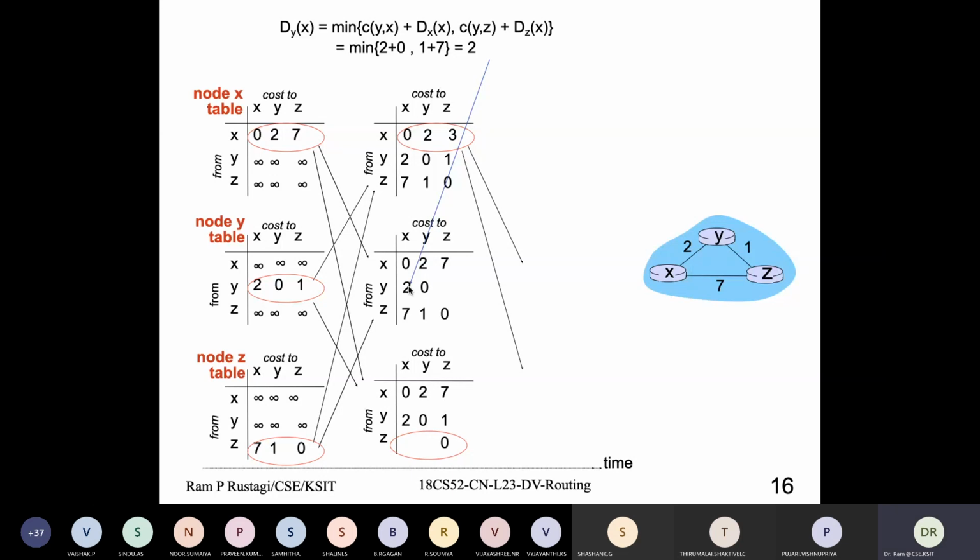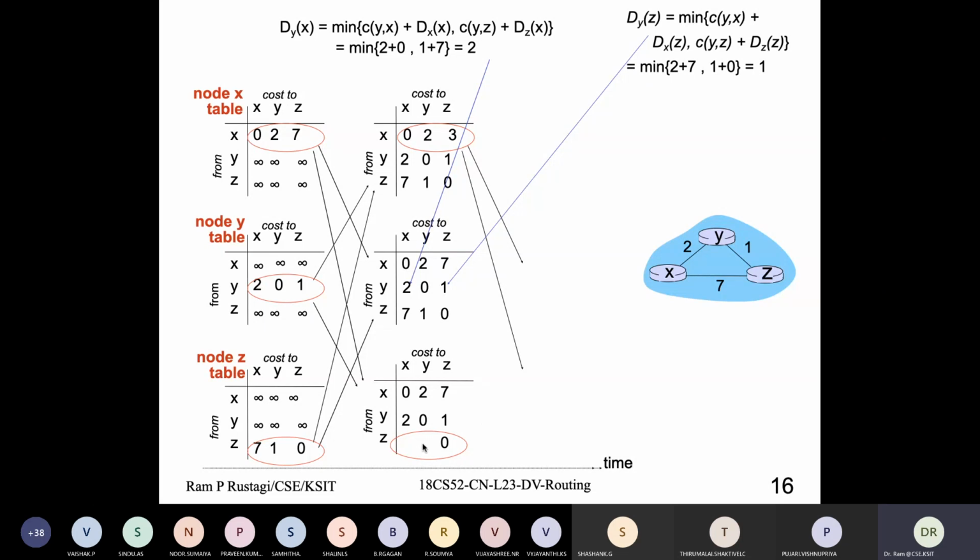What happens to z? Again, we want to find the estimate of z. Y has two neighbors. So we look at y to x. Y to x is 2, and x to z estimate is 7. So this becomes 2 plus 7. Similarly, y to z is 1, and z to z estimate is 0. So this becomes 1 plus 0. And that means the new value is 2, 0, 1. The old value is 2, 0, 1, there is no change. That means this node Y would not transmit this information to the neighbor.